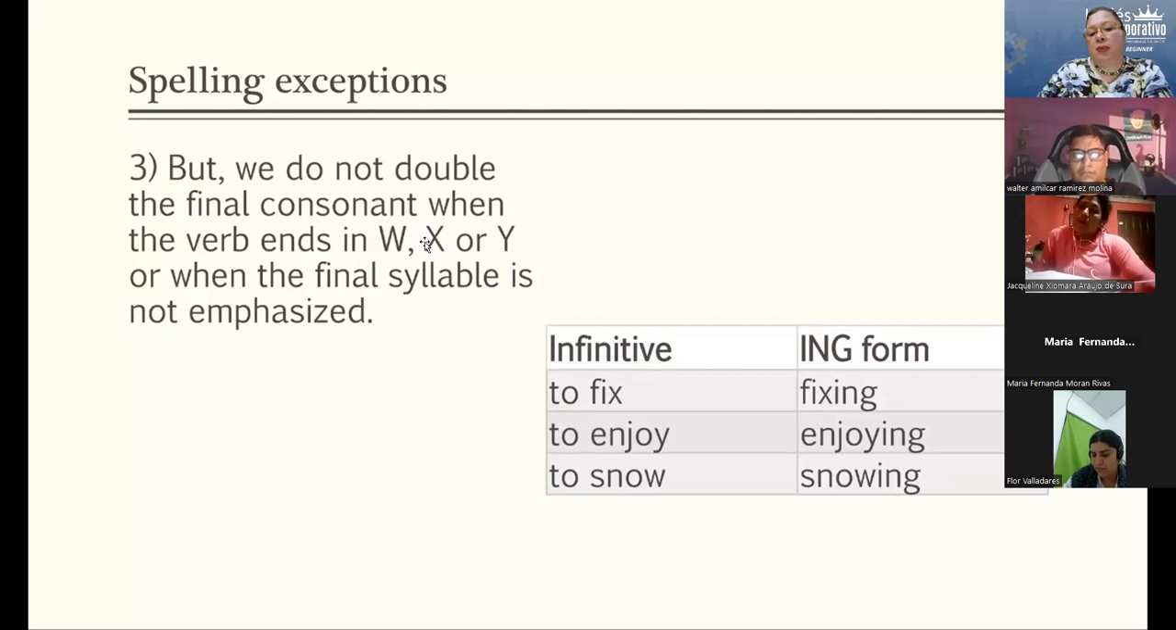When we have verbs with a letter W, an X, or a letter Y at the end of the verb, then we're not going to double the final consonant. Okay, letter X, letter Y, and letter W, because they don't have a consonant sound. They have a vowel sound. If you see enjoy, it's like a vowel sound. Enjoy is not a consonant sound.